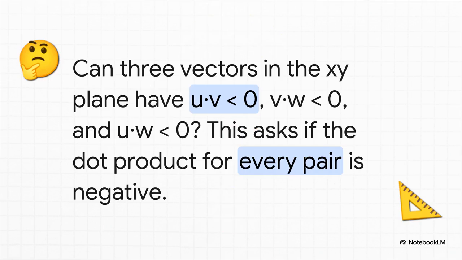Okay, so in the language of linear algebra, that question looks like this. It's asking if we can find 3 vectors, let's call them u, v, and w, where the dot product between every pair is a negative number. Now, that might look a little abstract, but that little less than 0 symbol, that is the absolute key to this entire mystery. So to solve this thing, we've got to figure out what that clue really means.